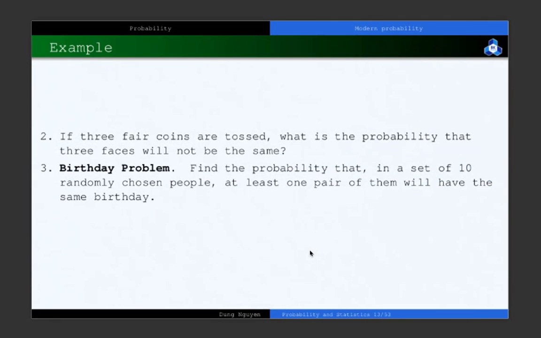Next, birthday problem. You want to find the probability that in a set of 10 randomly chosen people, at least one pair of them will have the same birthday. Whenever you see the word not, or at least, or at most, you should think of the complement. In this case, you can use the complement of an event to solve the problem.